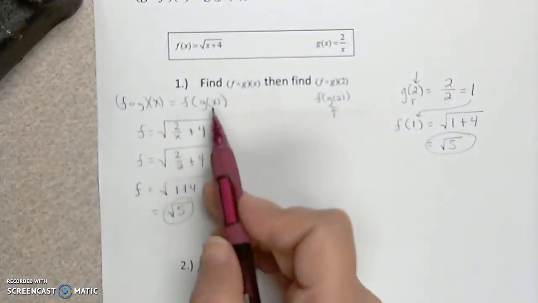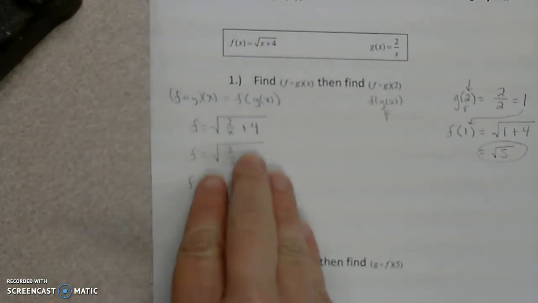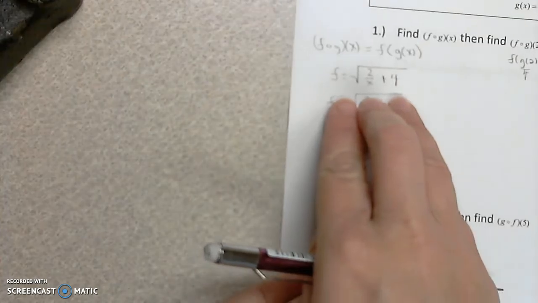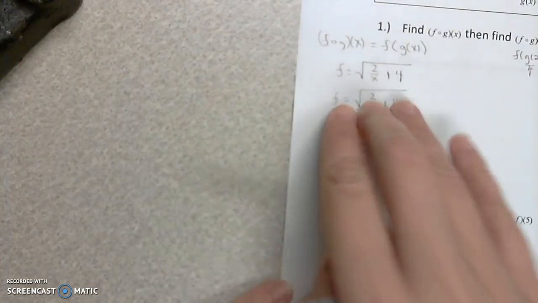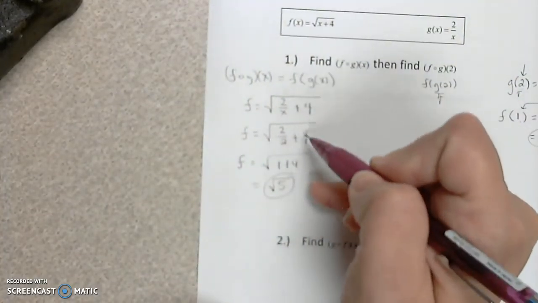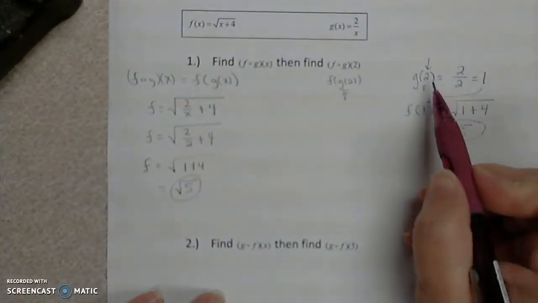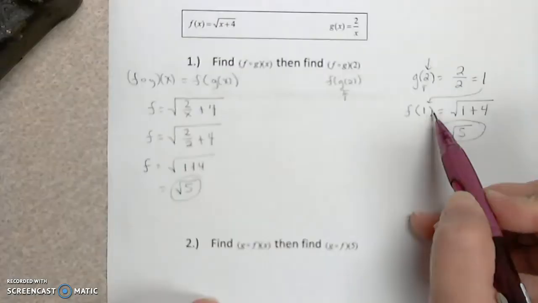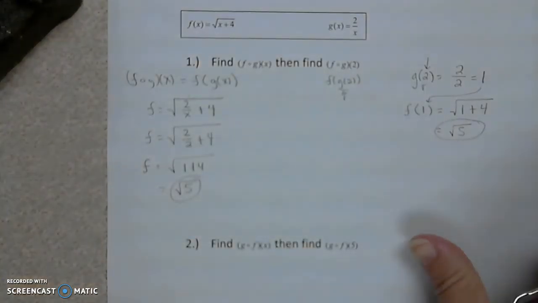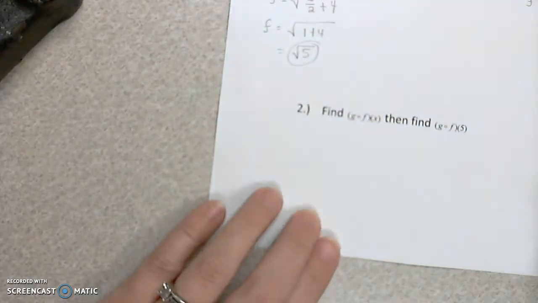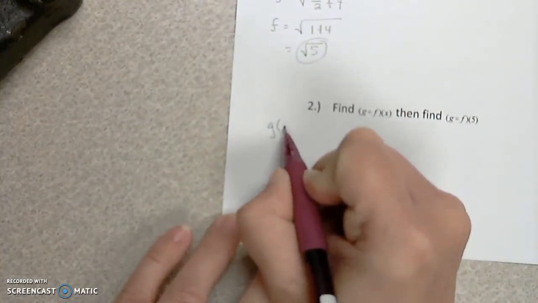Either by first finding the composition of f of g of x, which would be this right here, f equals the square root of 2 over x plus 4, and then I fill in my value for x. Or I can find the value of g and substitute that into f to get my final value. Notice they are the same. Now I want to do the same thing, except this time I want to find g of f of x.